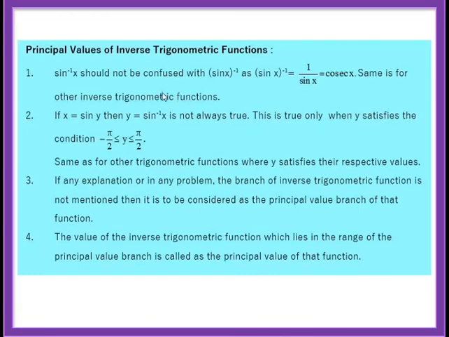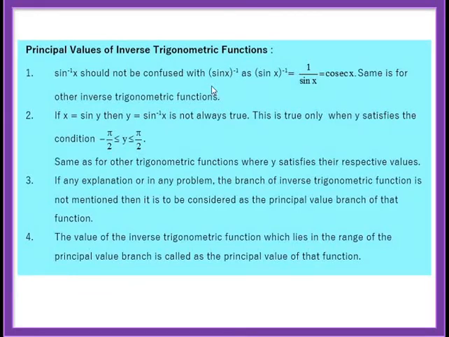Now, these points are very important. Sine inverse x should not be confused with sin x raised to minus 1, as sin x raised to minus 1 is 1 upon sin x, which is cosec x. Same is for the other inverse trigonometric functions. In some cases, minus 1 is here. So it is what? Sine of x raised to minus 1. What is that? It is sine of 1 upon x. That is the sine ratio of which angle?